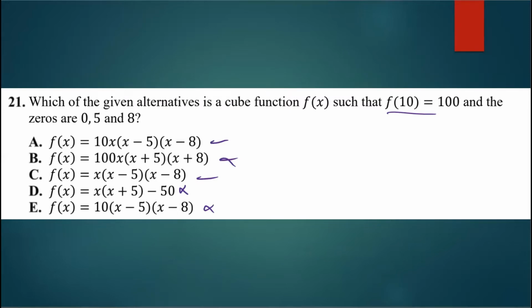Not the first one, definitely. 10 times 10 is already 100. Times 10 minus 5 becomes 500. Times 10 minus 2, it's too much. So I believe it should be C. If you substitute 10 here, it will be 10 times 5 times 2, which is 100 exactly. So it's this one.